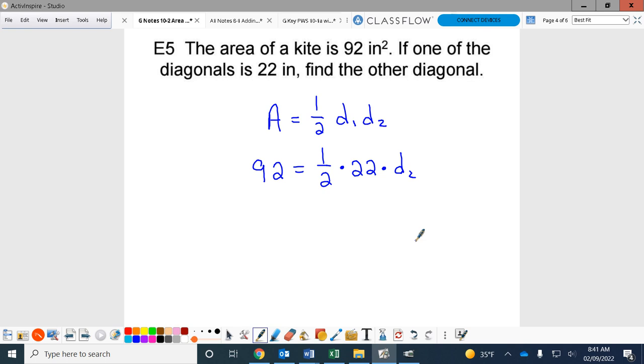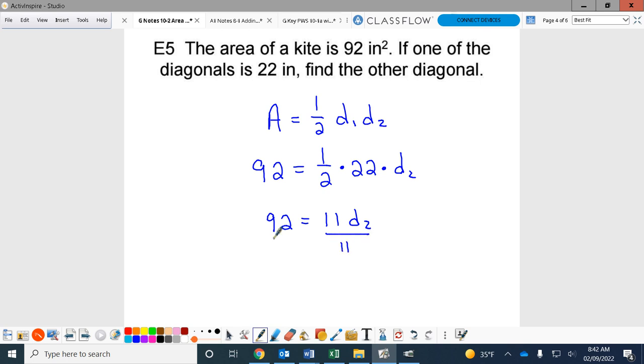Alright, guys. First thing I would do is take half of 22. It's going to make your life easier. Go ahead and deal with this multiplication. What is half of 22? 11. Just multiply half of 22. And then what do we do to undo multiplication? Divide. Divide by 11, divide by 11.